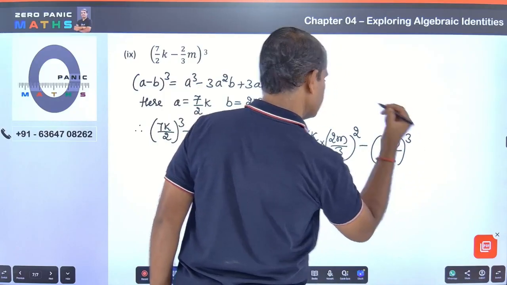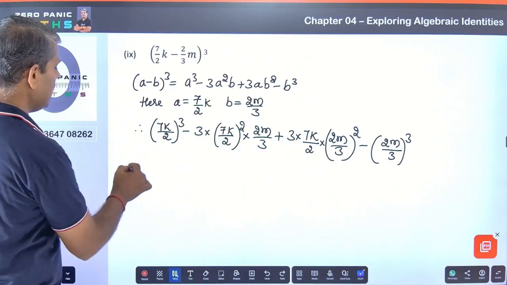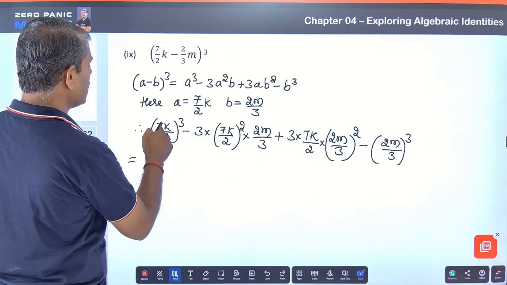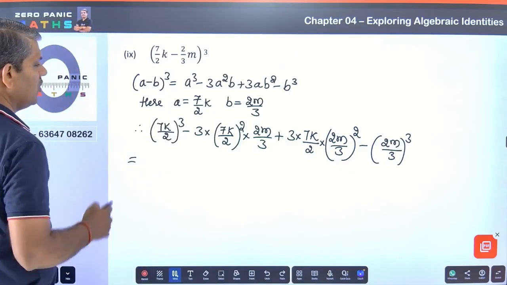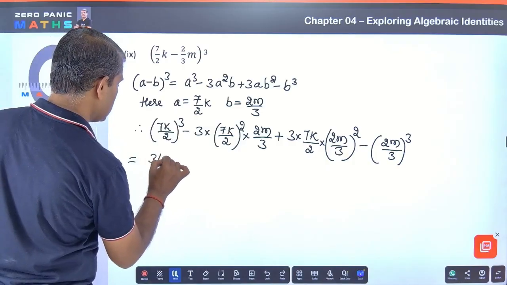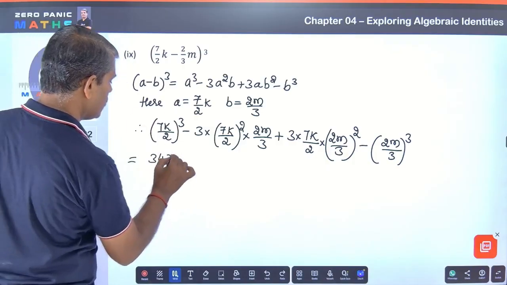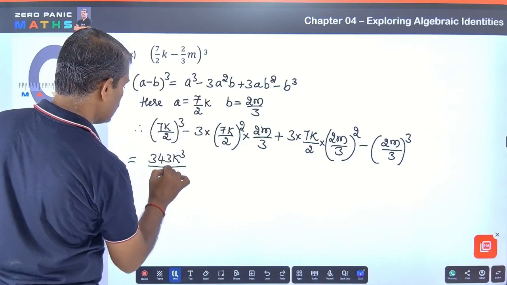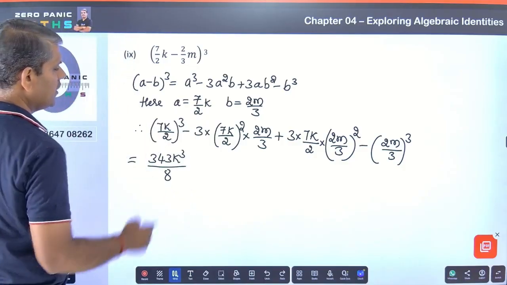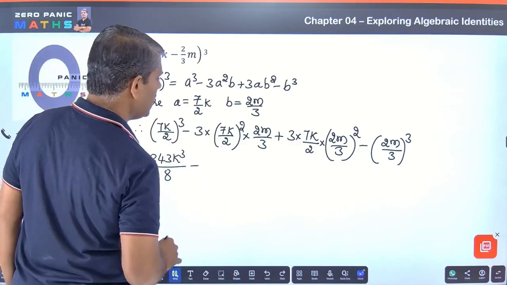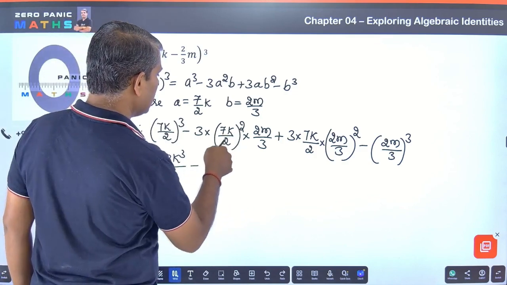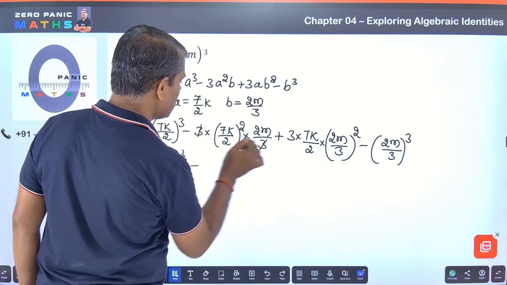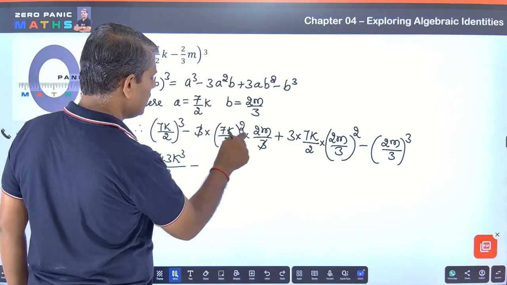Now let us see in the next step what all things will get cancelled. 7 sevens are 49, 49 sevens are, you can do that, it will be, I think, 343. If there is any mistake, you can check that. 343 k cube divided by 2 cube is 8. So this is the first term. Next term is, see, it is 2 cube 8, and there is a 3 here. I can just cancel this 3 and this 3, because the whole term is with multiplication.